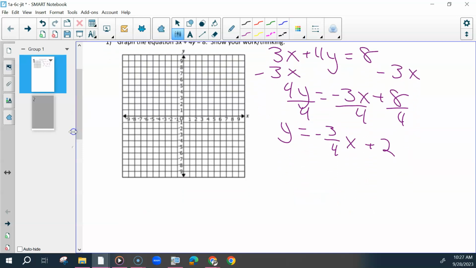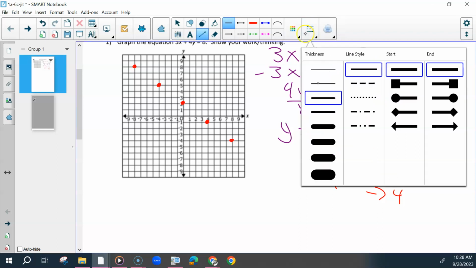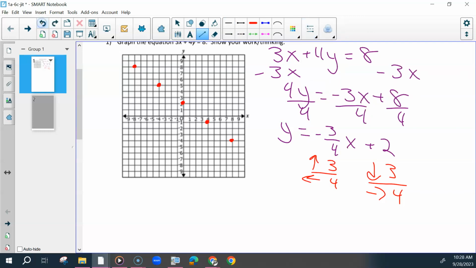And then if you graph that, we would start at our y-intercept of 2, and this is a negative, so we can go up 3 and to the left 4, or down 3 and to the right 4, as many times as possible until you fill up your graph. 0 points if you use your slope and y-intercept.